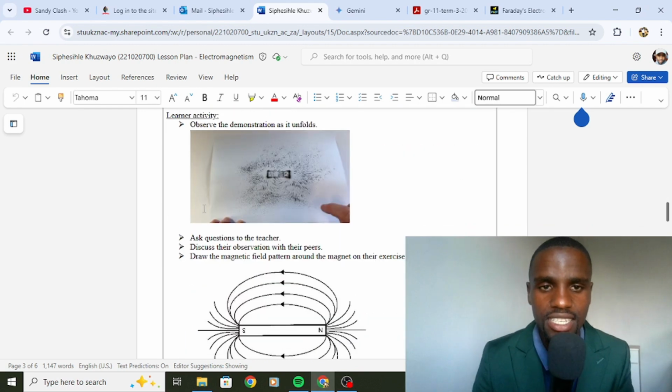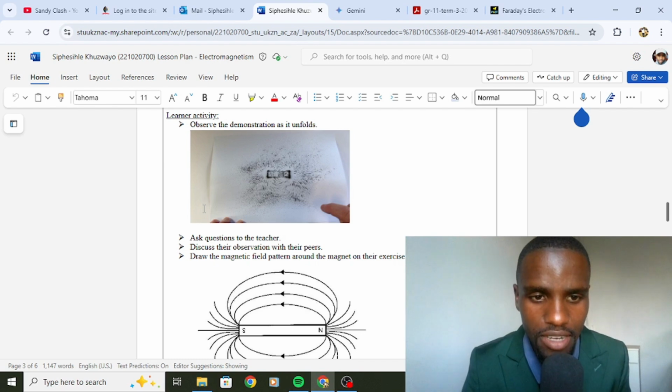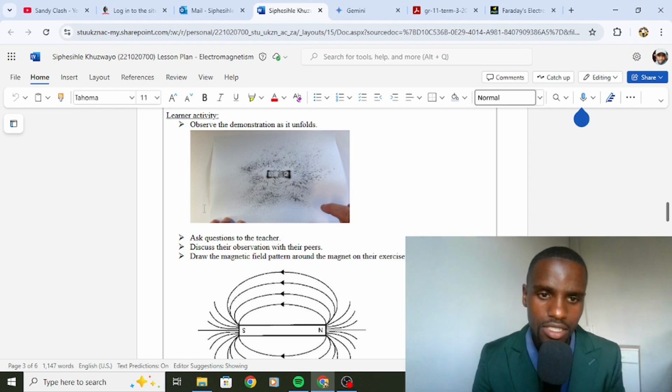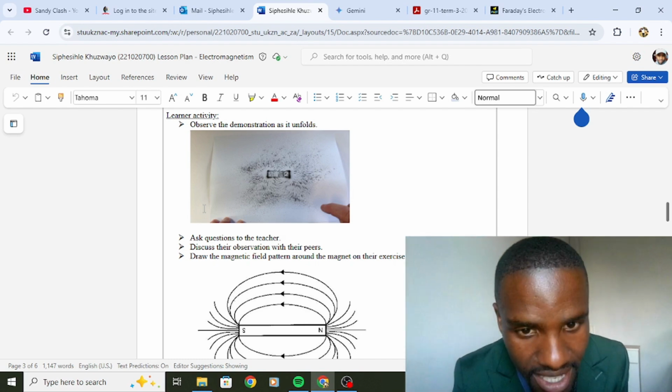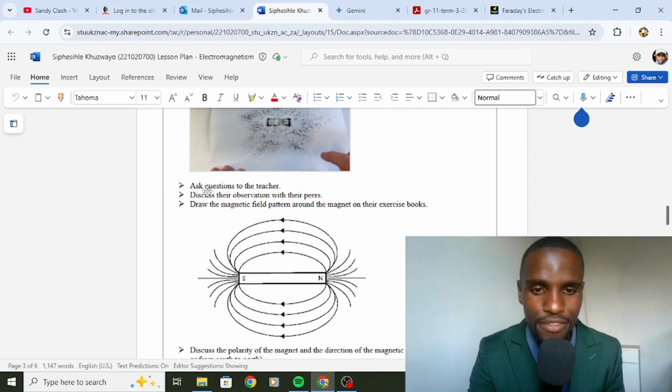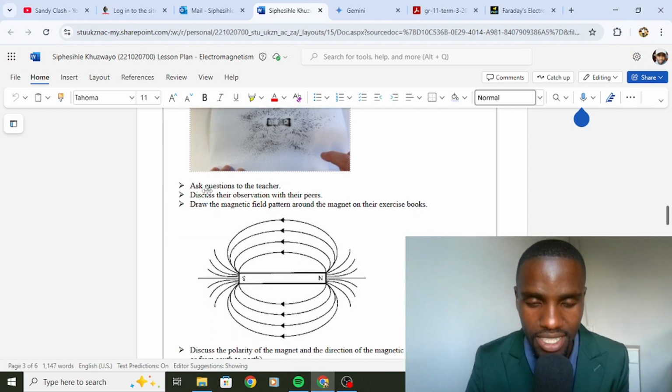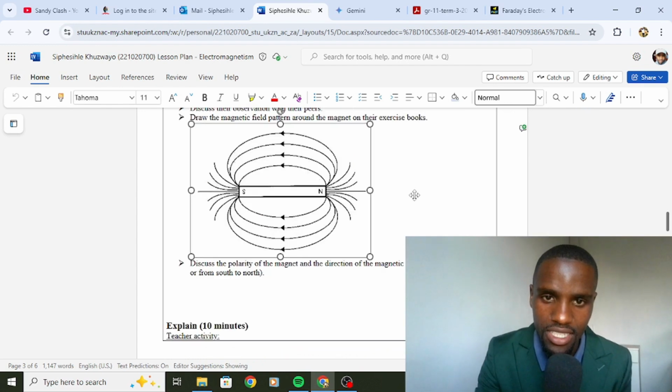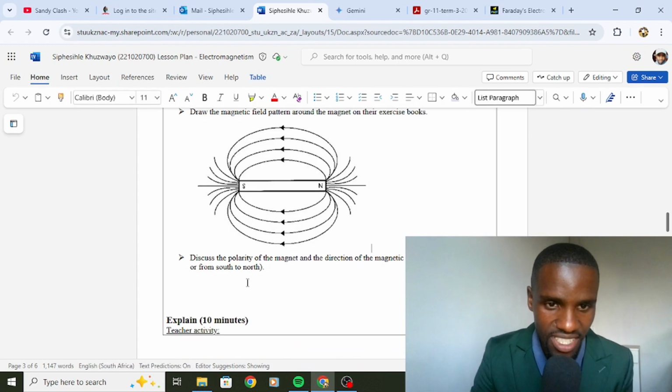The rest of the learners had to observe the demonstration as it unfolded. They had to ask questions of the teacher. They had to discuss their observations with their peers and then draw the magnetic field using magnetic field lines. This is the diagram that was expected from the learners. It was fascinating to see their drawings.